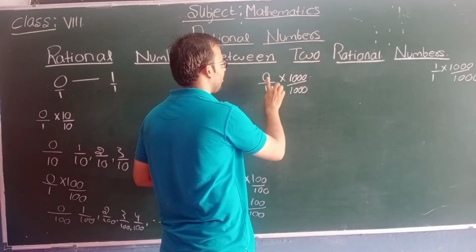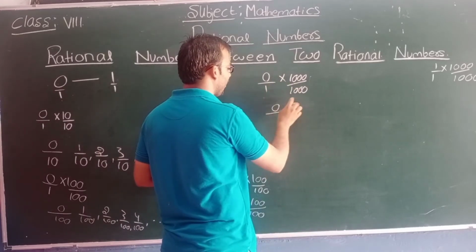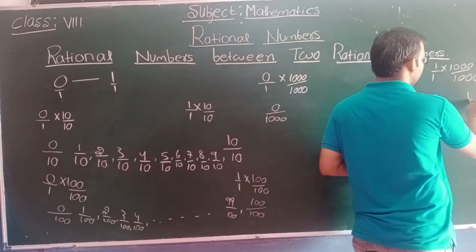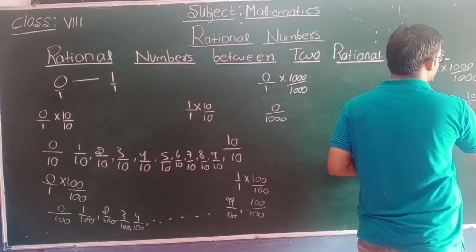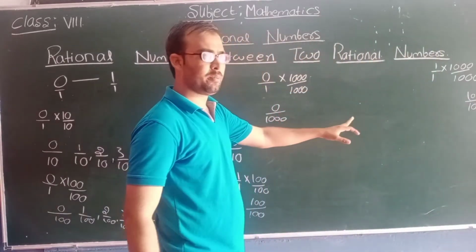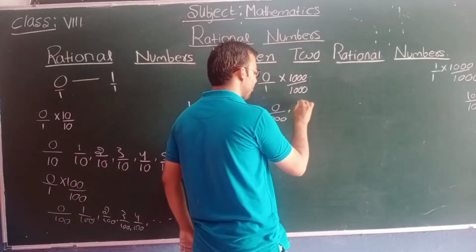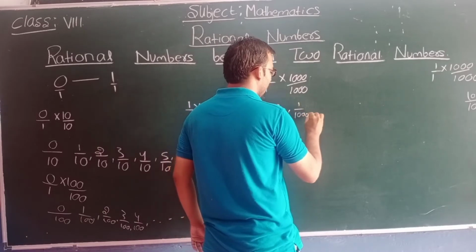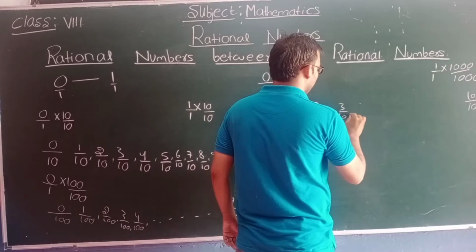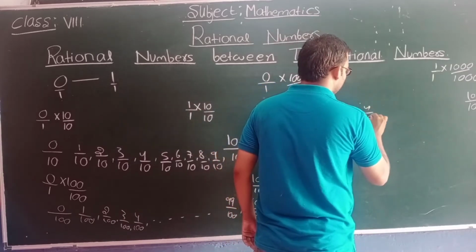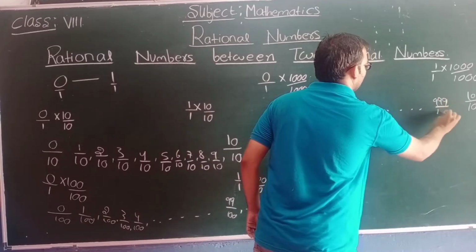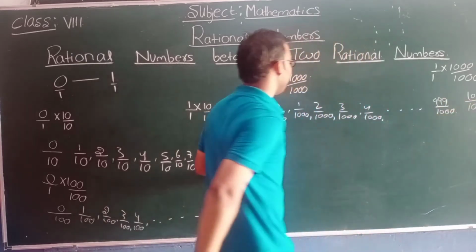So 0 into 1000 is 0, and 1 into 1000 is 1000. Now look at here, students. The denominator is same, no? So now you can write 1 by 1000, 2 by 1000, 3 by 1000, 4 by 1000, up to 999 by 1000.